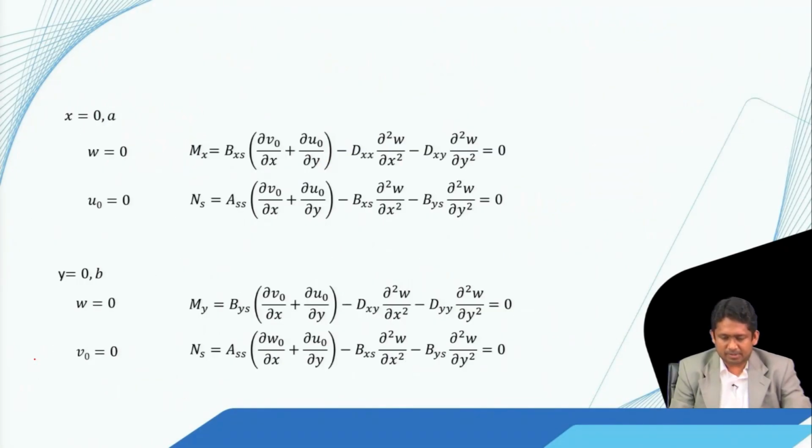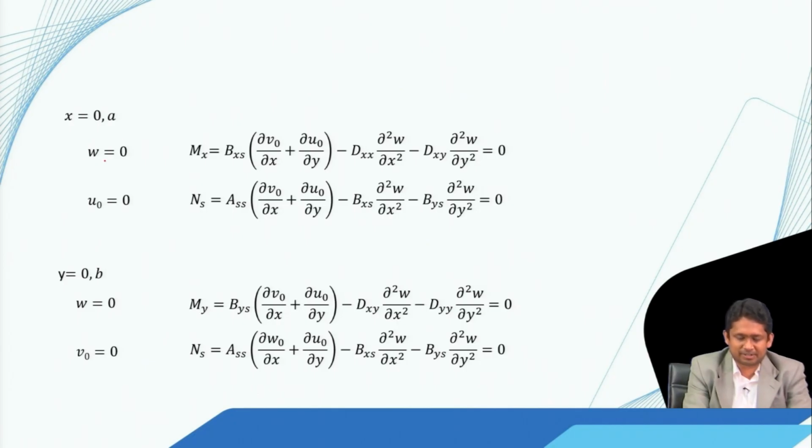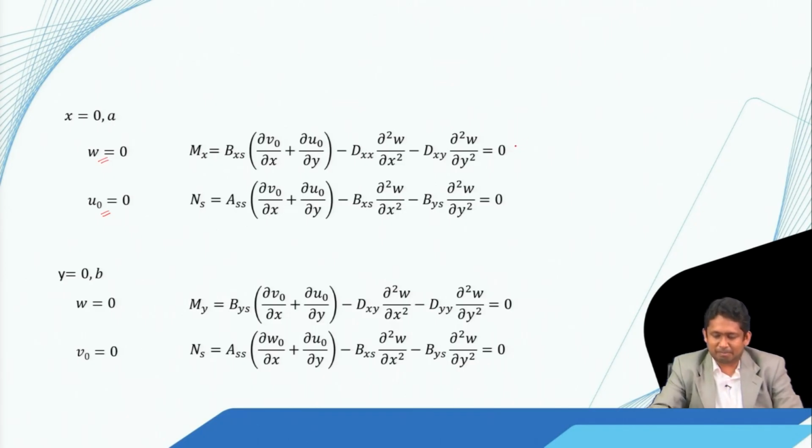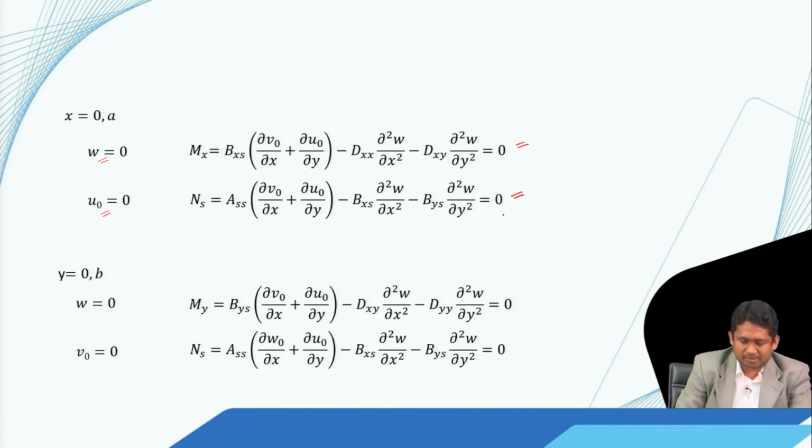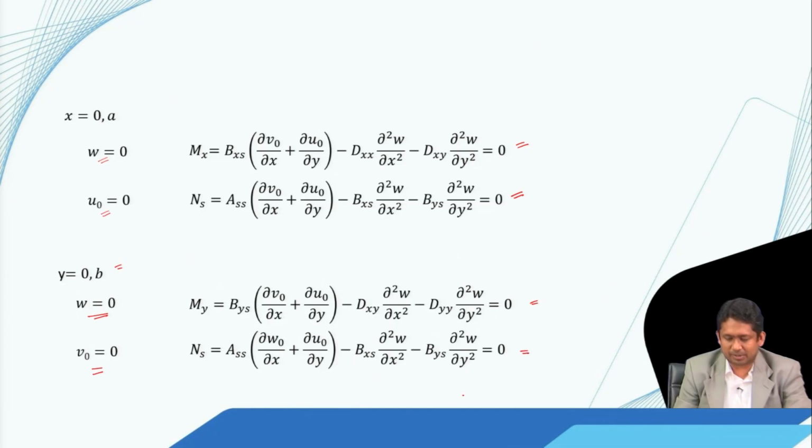Now, the boundary conditions we have already discussed. At the x face we have movement along x restricted, but movement along y is possible, and w is restricted at all the four edges. So, the essential boundary conditions are: at x equal to 0 and a we have w equal to 0 and u0 equal to 0, and the natural boundary conditions are at x equal to 0 and a bending moment Mx is 0, and because movement along y is possible, we have the shear force Ns equal to 0. Similarly, at y equal to 0 and b we have w equal to 0 and v0 equal to 0 and My equal to 0 and Ns equal to 0.